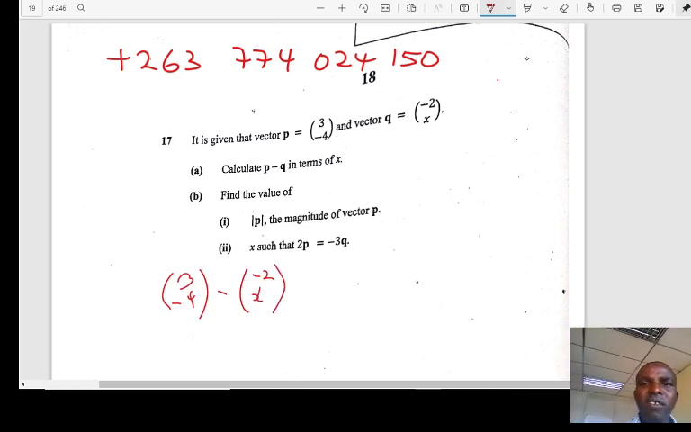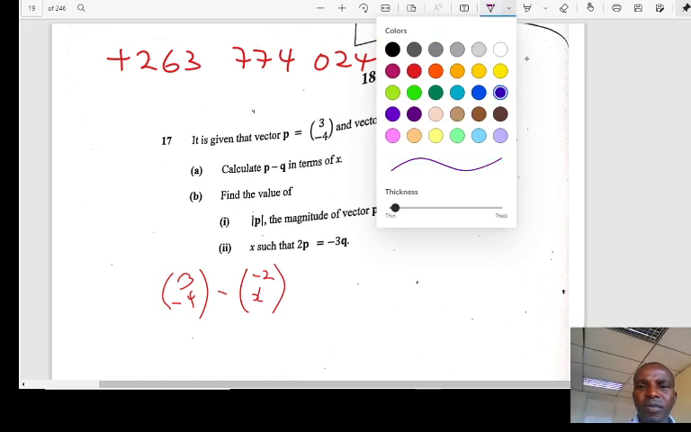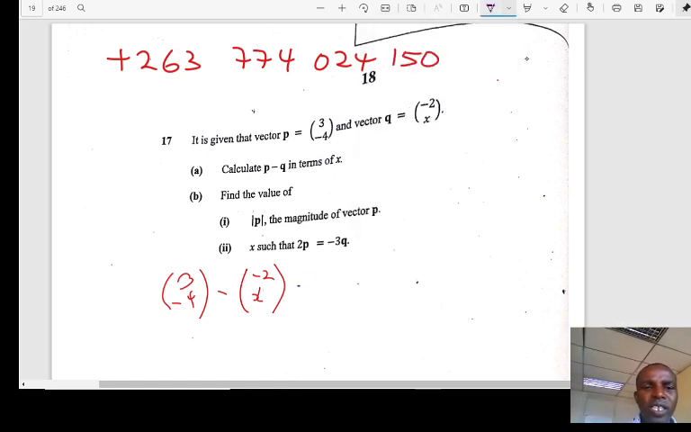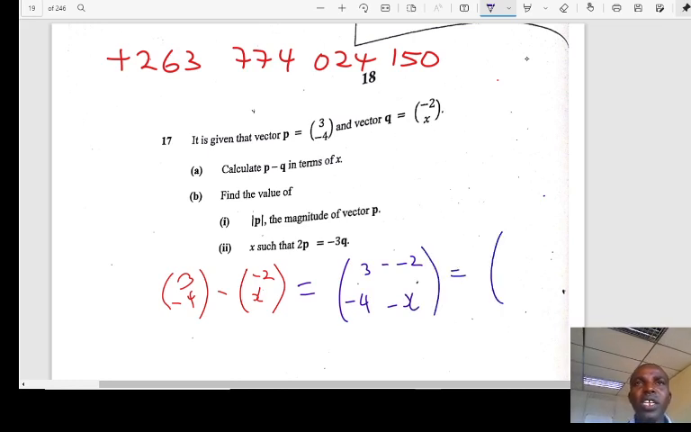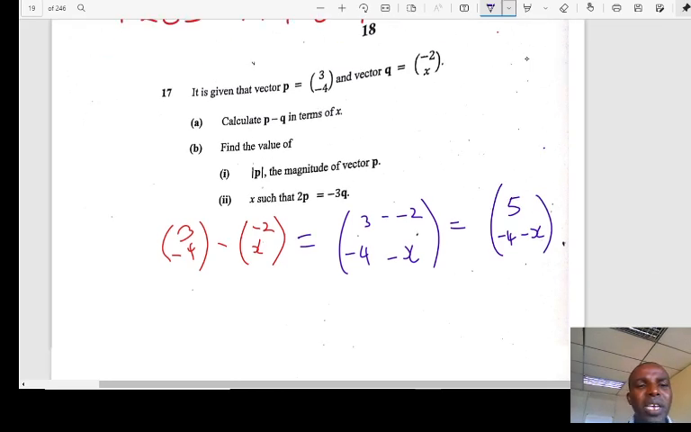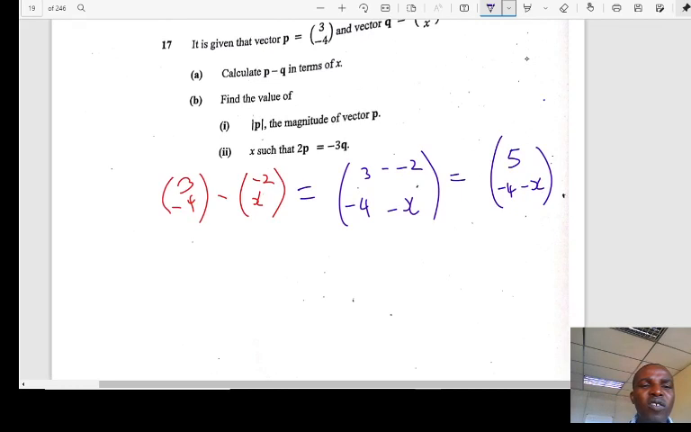Right? Then after that it is equal to, then you simplify here, 3 minus minus 2, then over minus 4 minus x. If you can simplify this one, 3 minus minus 2 is what? Is 5. 3 plus 2 is 5. Then minus 4 minus x. These are unlike terms. So you just leave it like this. Done. Then next, b.